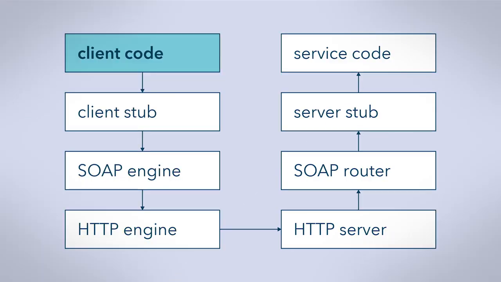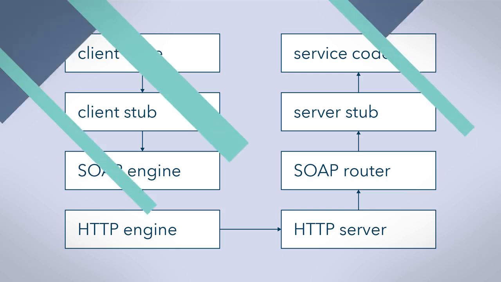A simple implementation of a SOAP request looks something like this. The client code makes a local call to a stub, which converts the request into a SOAP message. This SOAP message is packaged into HTTP and sent to the service provider. Once it arrives, the HTTP server passes the content to a SOAP router, whose job is to determine the appropriate server stub and deliver the message. This stub uses the information contained in the SOAP message to make an appropriate method call. After the service code handles the request, the process works in reverse to send the response.